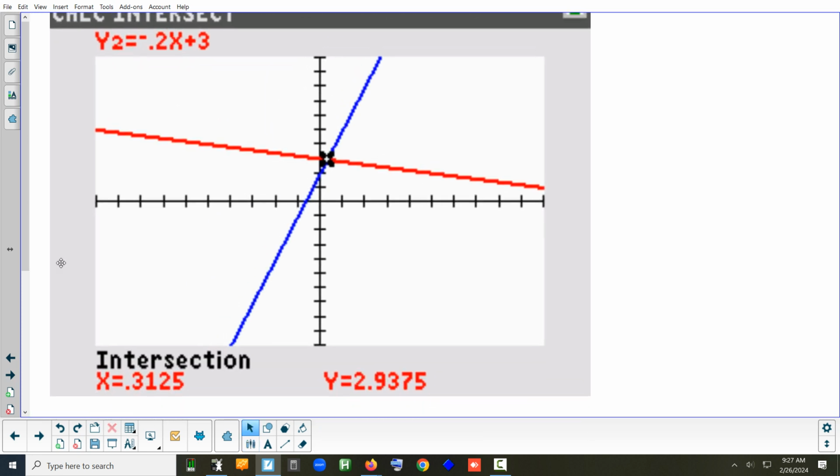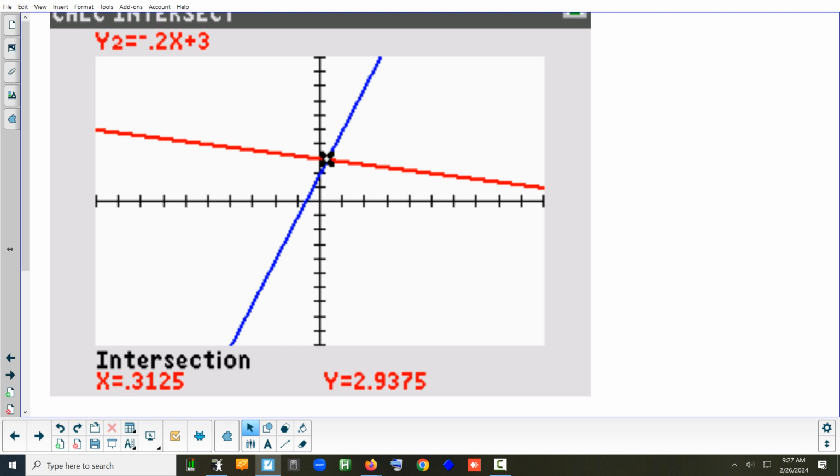Did I get nice numbers for x and y? No. This isn't a problem that I would ever have you do by hand, because there's no way you're going to graph something by hand and ever be able to figure out the answer is 2.9375. How are you going to do that with a piece of graph paper? You can't. That's where the calculator comes in handy. It can find answers even if they are decimals.